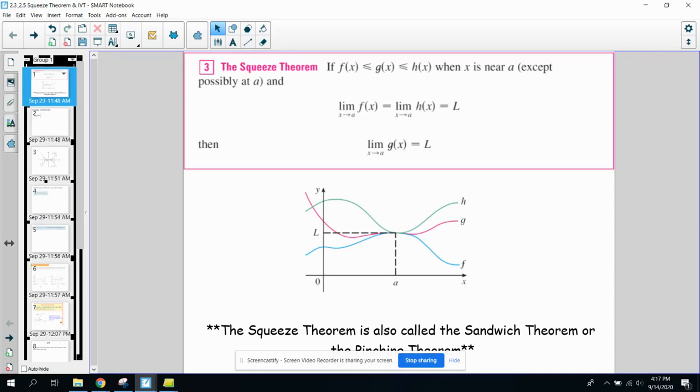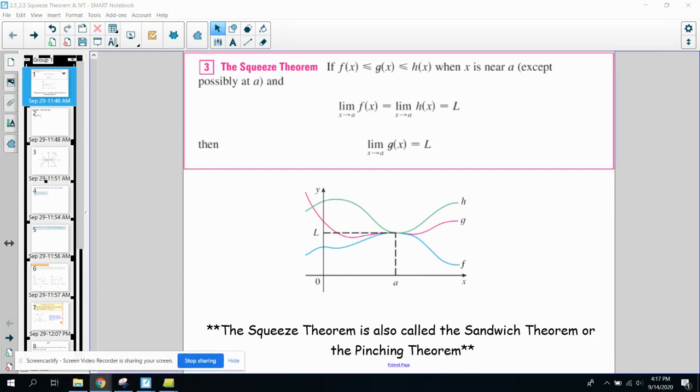There's a theorem called the squeeze theorem. It's also called the sandwich theorem. And this theorem helps us when we have to find the limit of something that doesn't seem easy enough to find on its own, or we're not able to plug things in and get the right answer. So this is the main basis of the squeeze theorem.